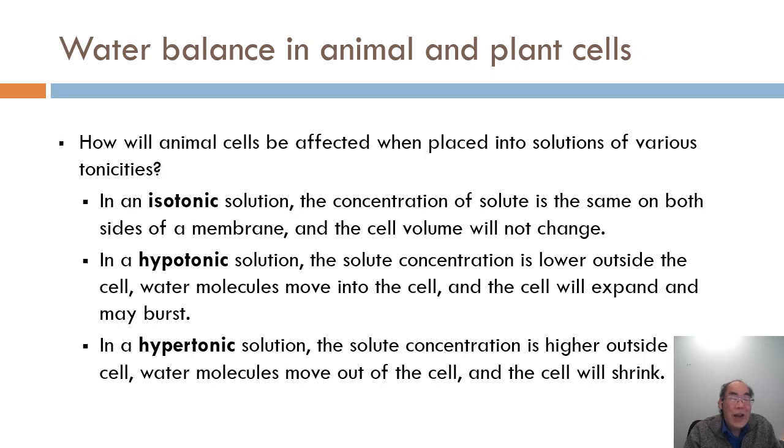And finally, we have hypertonic. Hyper means high level. If you're hyperactive, you have a high level of activity. If you have hypertension, you have high blood pressure. Well, a hypertonic solution has a high level of dissolved solutes relative to cells, so water will move out of the cells and the cells will shrink.